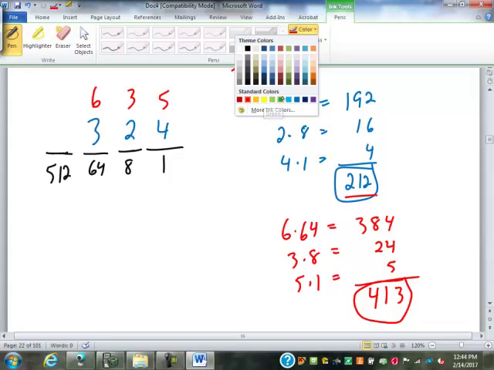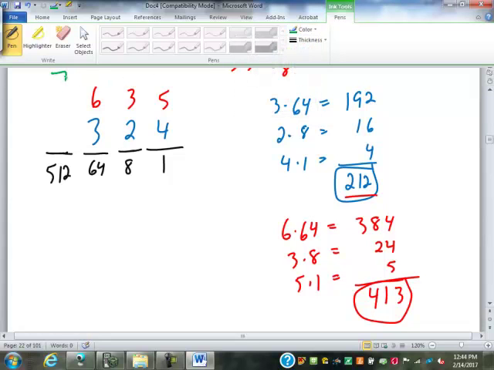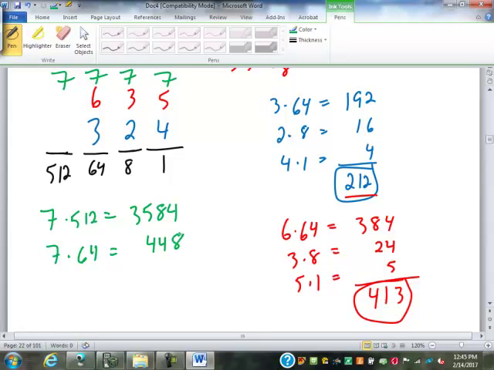Let's see. Number 7 is 777. 7777, I should say. 4095. Okay. Well, 7 times 512 is what? 3584. 7 times 64 is 448. 7 times 8, of course, is 56. And 7 times 1 is 7.